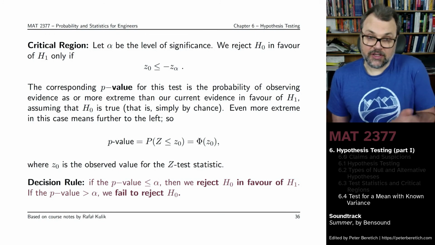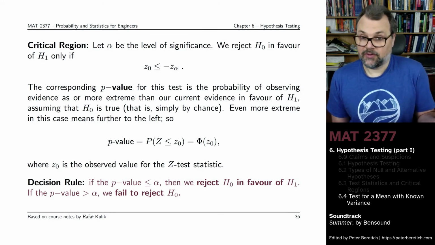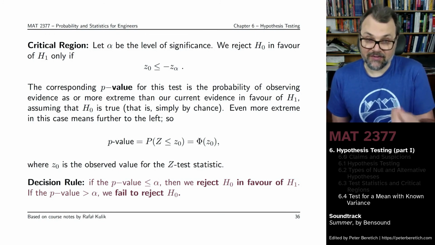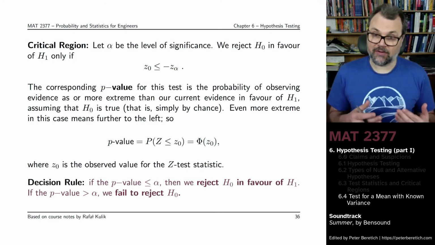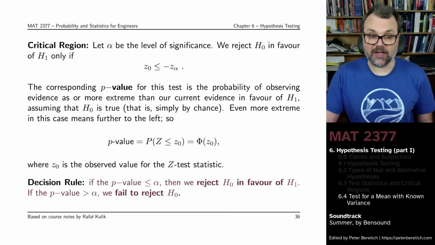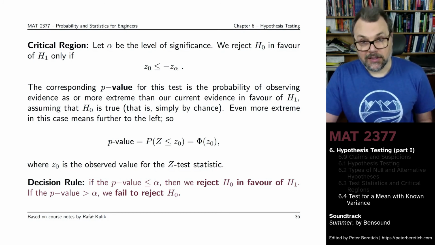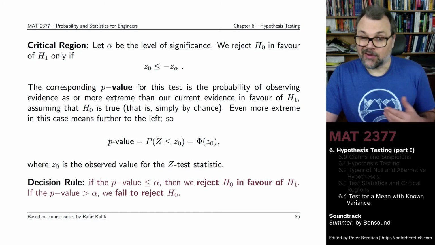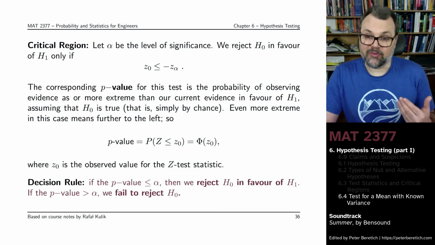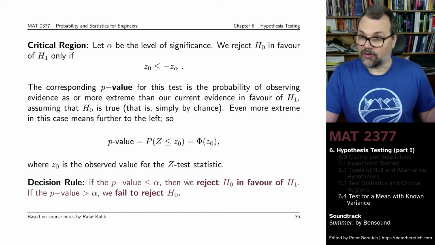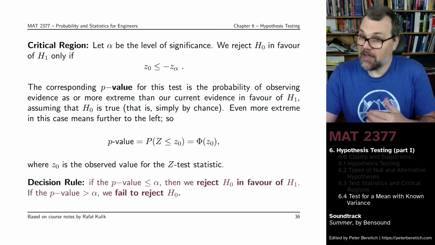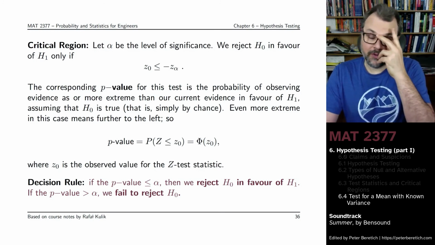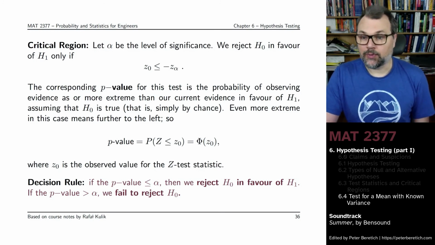We've seen that this actually corresponds to a p-value for the test, and that's the probability of observing evidence which would be as extreme or potentially more extreme than the current evidence we have in favor of the alternative H1, assuming that the null hypothesis is true. In other words, it computes the probability that we would observe such an extreme value simply by chance. It might happen even if the null hypothesis is true, it's just we would have to be quite unlucky for it to happen.